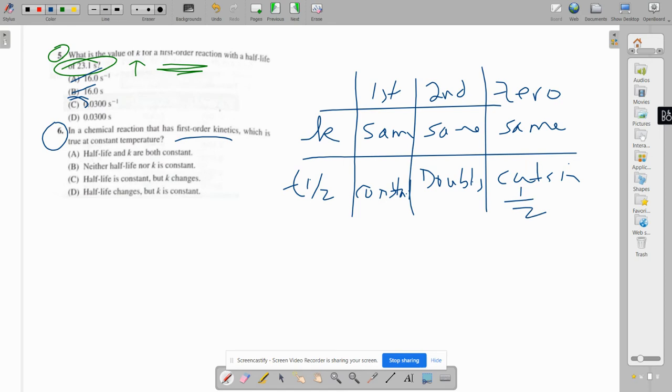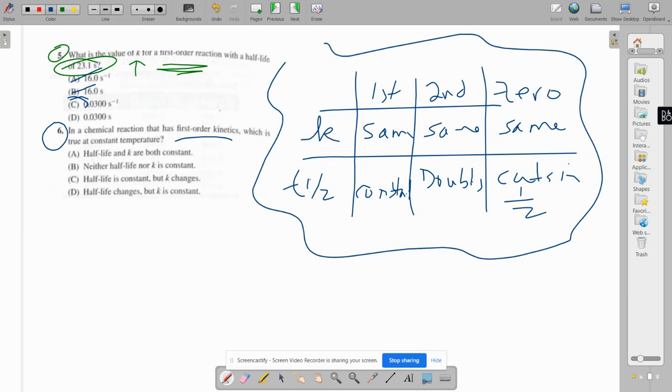Okay, so that's kind of helpful. If the half-life was 5 minutes for the first half-life, then it'd be 2.5 minutes and then 1.25. Okay, so this is good stuff to know. All right, so for first order kinetics, it looks like we're looking down this column. So it looks like half-life and K would both be constant.